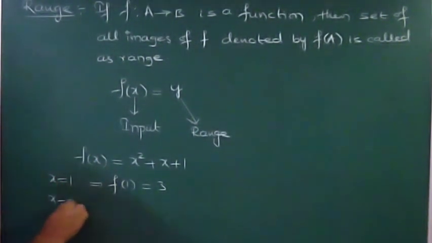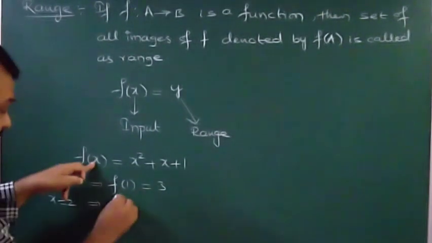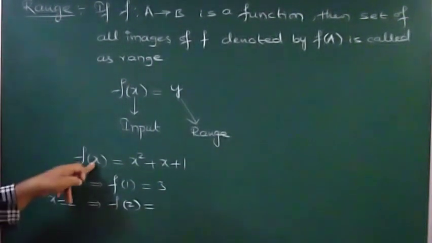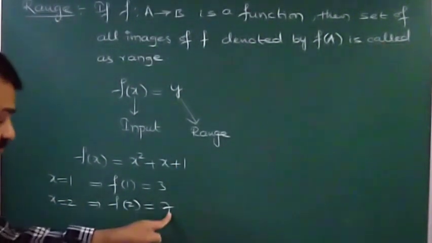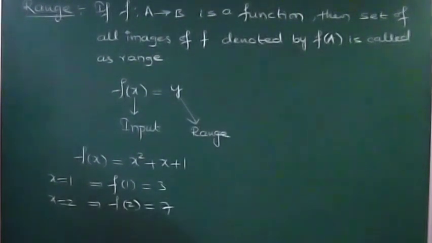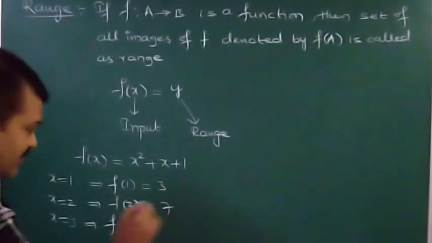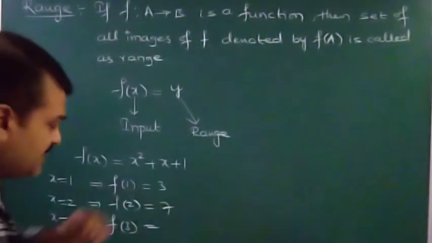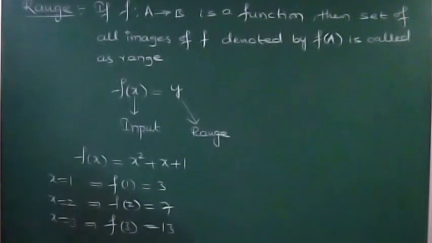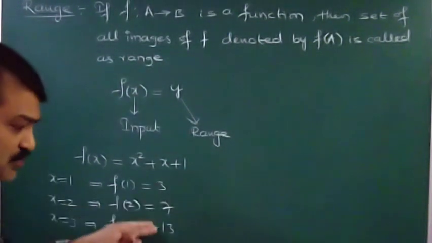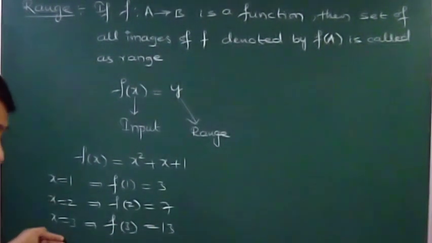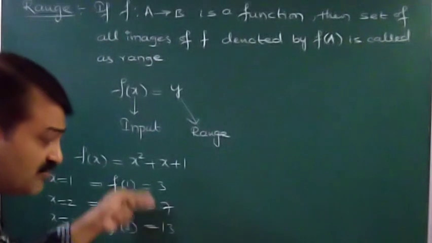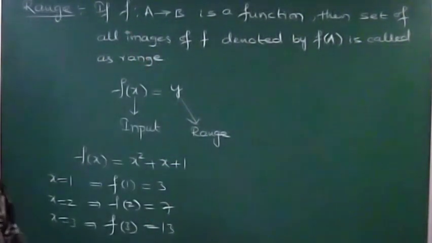Okay. So like that, if you take x is equal to 2, substitute here. We get f of 2 is equal to 4 plus 2 plus 1, 7. So this is the function value at x is equal to 2. Okay, so x is equal to 3. Just simple examples I am taking here. F of 3, 9 plus 3 plus 1, 13. So all these are output values of the function when we are giving inputs like this. So the collection of all these output values is nothing but the range.